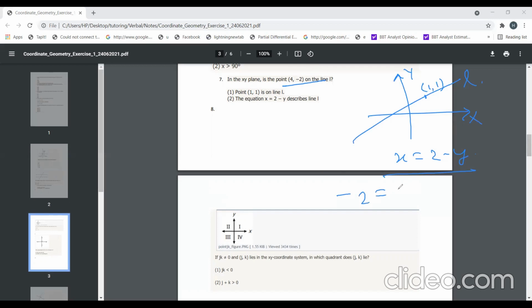So -2 is equal to 2 minus 4. This implies -2 is equal to -2. That means this point lies on this line. We can check whether a point lies on a line or not just by substituting the values of the coordinates of that point into the equation of that line. So information 2 alone is enough. Information 1 is not providing us any meaningful information from the question's perspective, right? So the answer should be what? B.